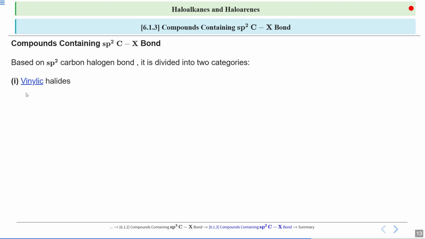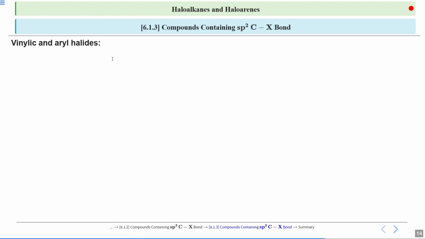First are called vinylic halides and second are aryl halides. Remember the names, they are important. Vinylic halides and aryl halides, where we have an sp2 carbon-halogen bond. So let's talk about these in detail, vinylic and aryl halides. Let's first talk about the vinylic halides.